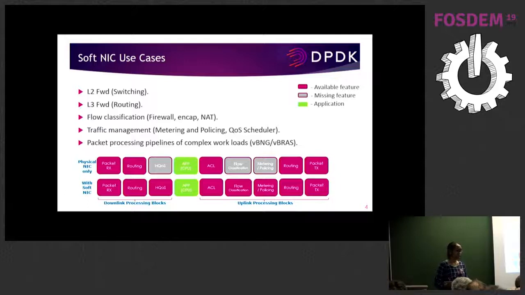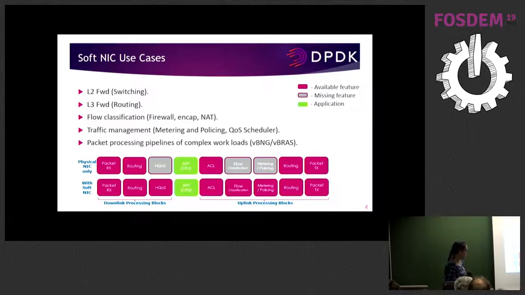And to achieve all this, SoftNIC internally uses the optimized DPDK libraries, like Librte Port, Table, and the TM and metering APIs. So apart from these basic use cases, there can be complex use cases, like BNG and BRAS, and we can implement complex pipelines, uplink and downlink pipelines of this BNG and BRAS.